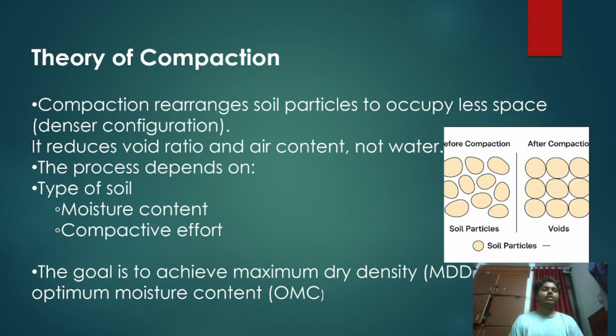And the third point is the theory of compaction. What does it mean? Compaction rearranges soil particles to occupy less space in a denser configuration. It reduces void ratio and air content, not water. The process depends on the type of soil, first moisture content, and second compactive effort. And what is the goal? The goal is to achieve maximum dry density at an optimum moisture content. So here is the figure for before compaction and after compaction.